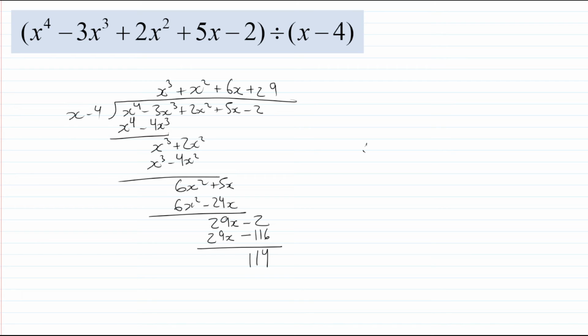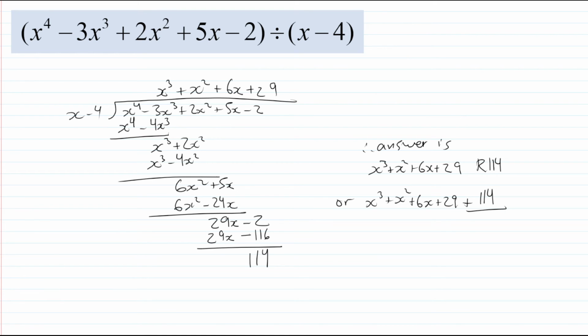All right, so we'll write out our answer. It's this thing here and our remainder here. So we get x cubed plus x squared plus 6x plus 29, remainder 114, or perhaps better yet, x cubed plus x squared plus 6x plus 29 plus that 114, which has not yet been divided by the x minus 4.